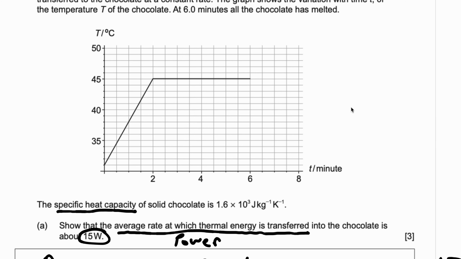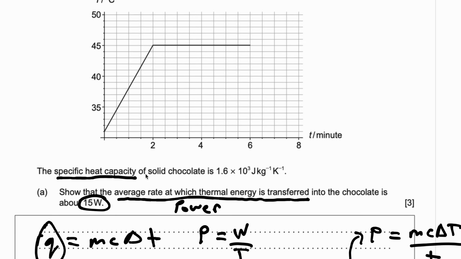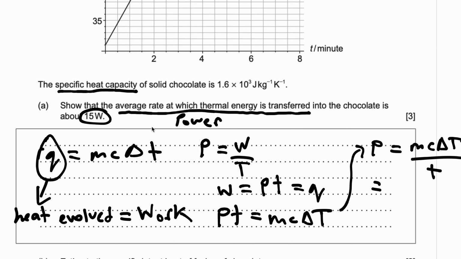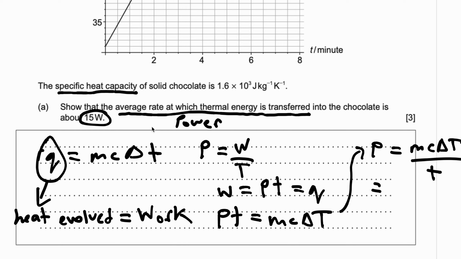The change in temperature would be from 45 minus 31, and the reason I take these two points is that this is the portion of the overall process which has some sort of change in energy, or in other words, some sort of thermal energy transfer. That's from 0 to 2 minutes, so in seconds, that is 120 seconds. So we're doing 0.082 times 1.6 × 10^3 times the change in temperature, 14, all over 120. And that gives us 15.3 watts, which is approximately 15.